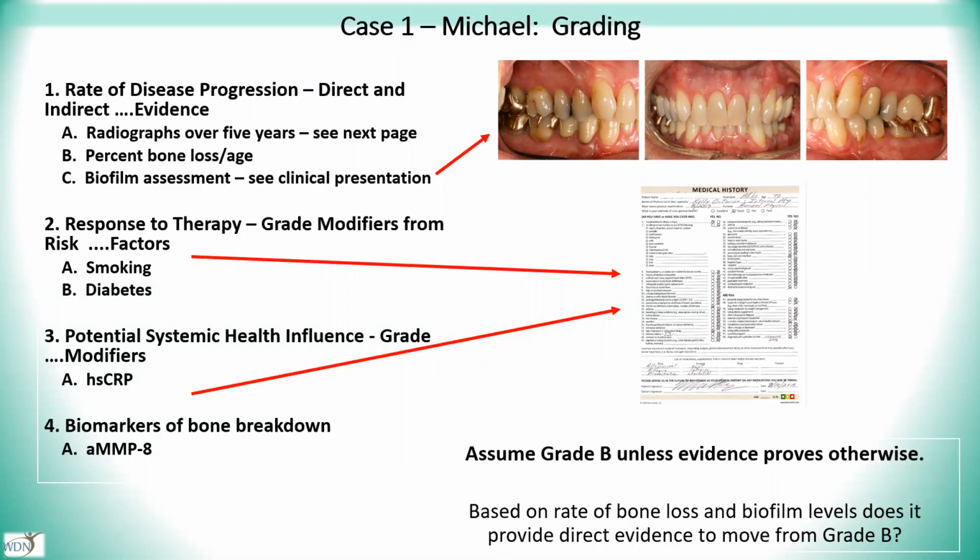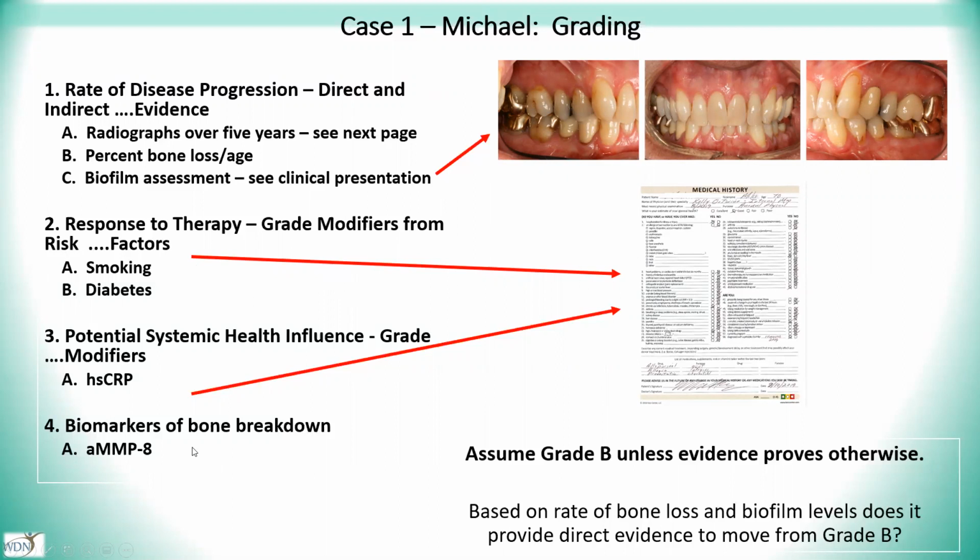The clinical presentation, as I reminded you just now, is there's not a lot of biofilm on the teeth. And then how about the response to therapy? What are the things on the medical history that could tell me how he might respond to therapy? And the 2 main factors are smoking and diabetes.